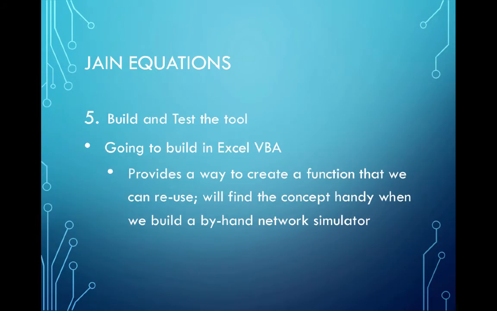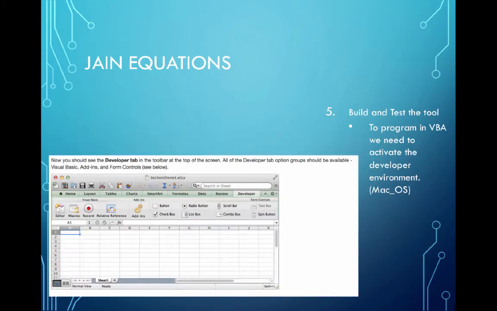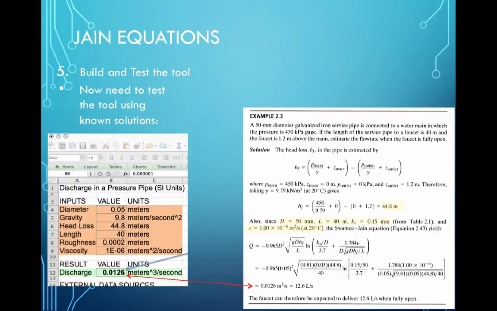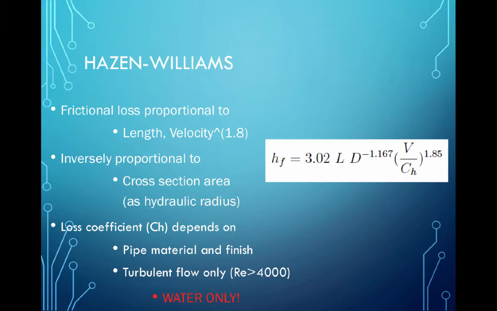I'm going to skip this part on how to build an online calculator. That's more for a different context, and we'll move on to the next head loss model called Hazen-Williams. This one's for water only, and it assumes turbulent flow only, so the Reynolds number has got to be bigger than 4,000, and the loss coefficient, we look it up in a table.